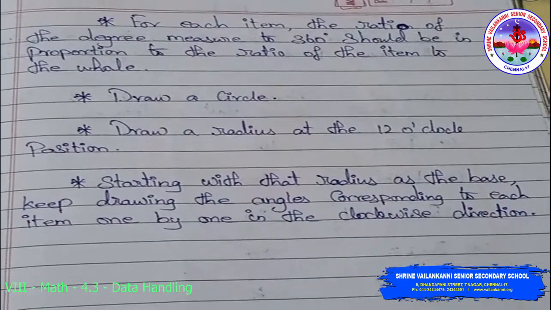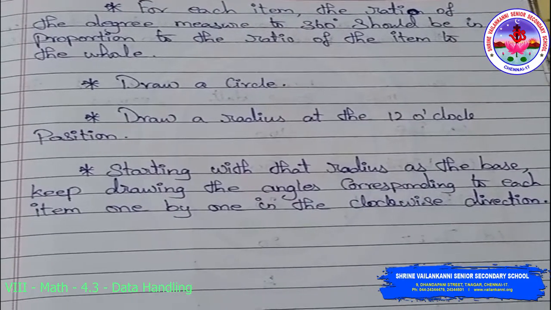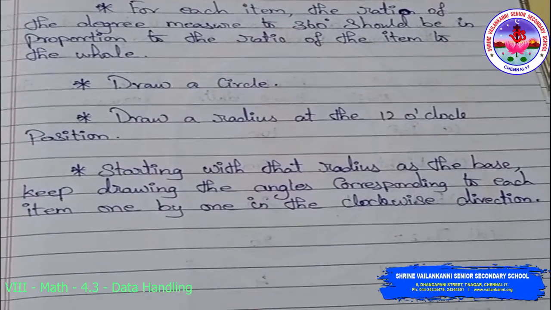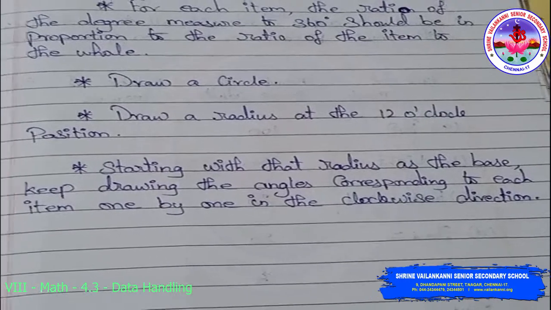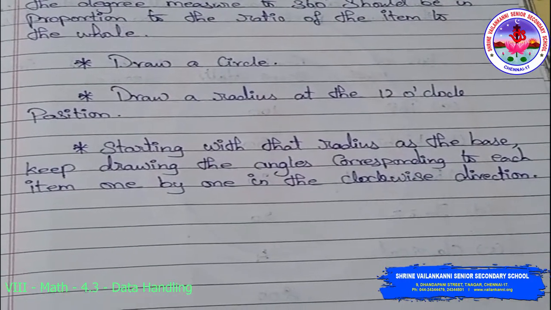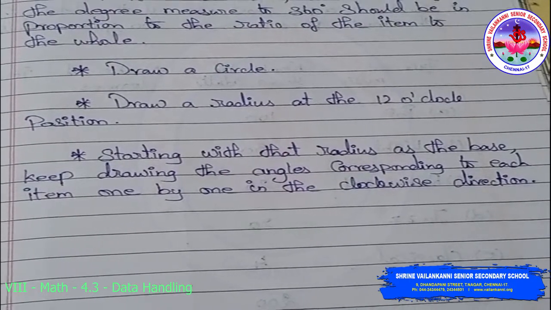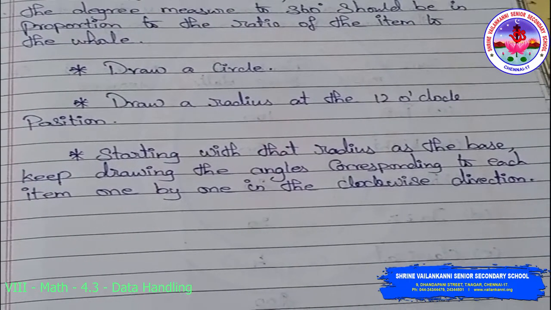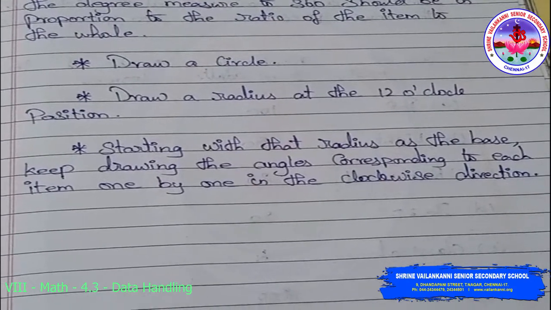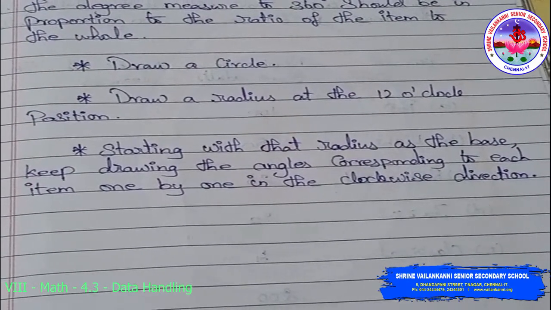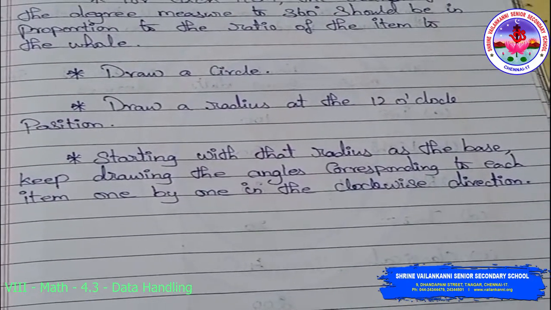The fourth point, draw a circle. The next one is draw a radius at the 12 o'clock position. The last point is, starting with the radius as the base, keep drawing the angles corresponding to each item one by one in the clockwise direction. These are the steps of construction for pie charts.